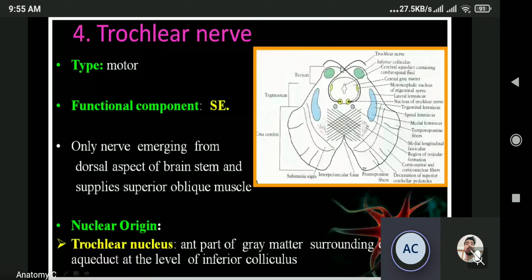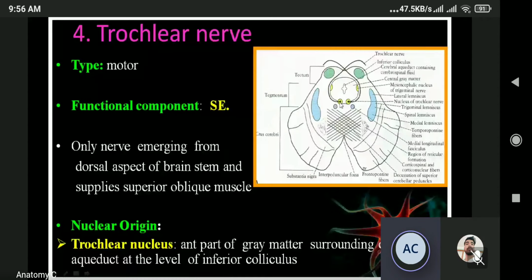Now this is going to supply SO4, that means superior oblique muscle. Now the nuclear origin you can see over here, when you see the cross section at the level of the inferior colliculus, then at the anterior part of the brain matter, you will have the trochlear nuclei. So this is the trochlear nucleus.